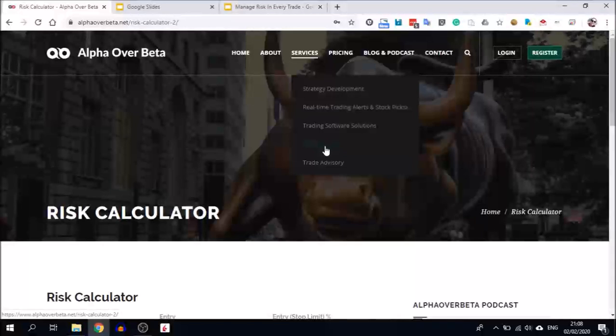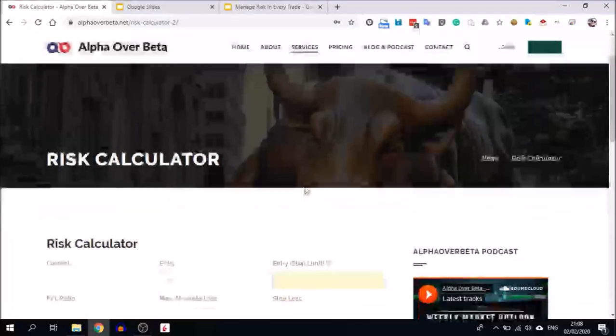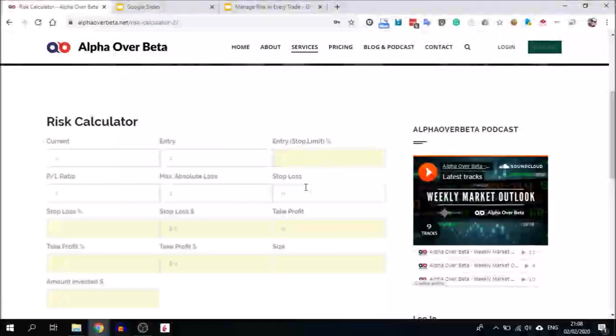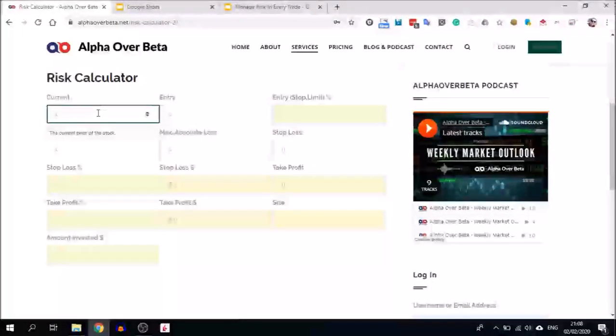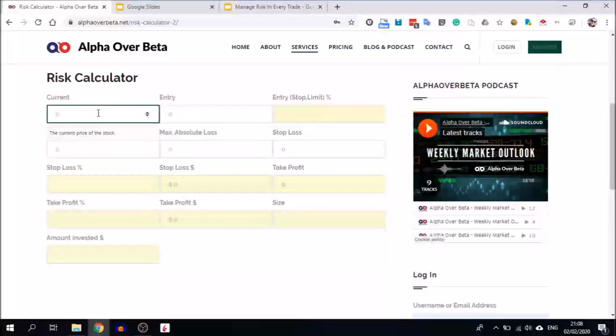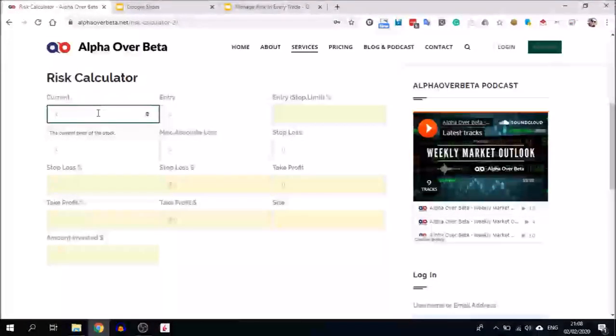And we have the risk calculator, which hides the formula that we have just seen in our presentation. So going down to the risk calculator, you put the current price of the market. This has nothing to do with the calculation, it's just for informational purposes only. So the market stands today at 325.